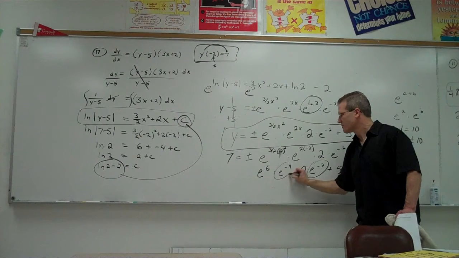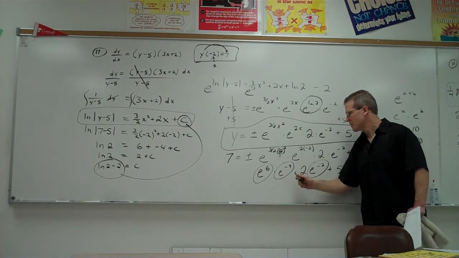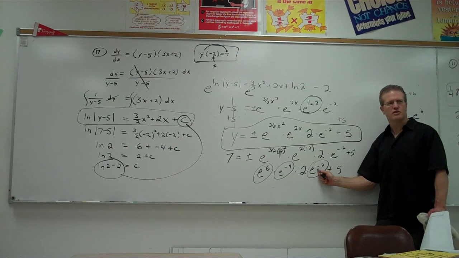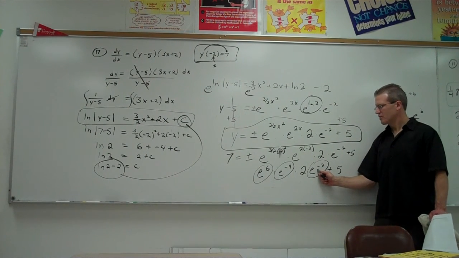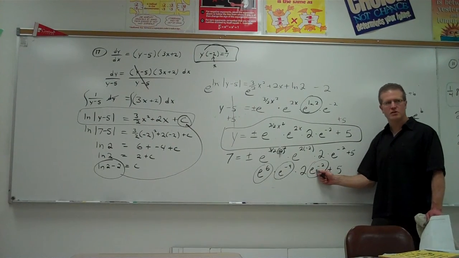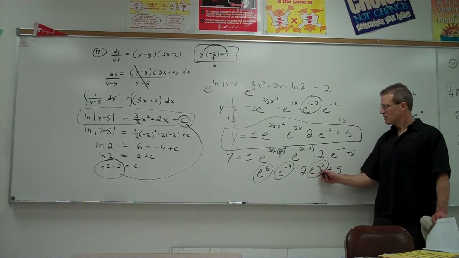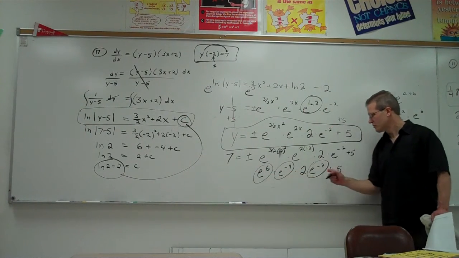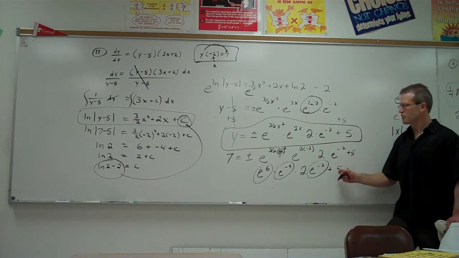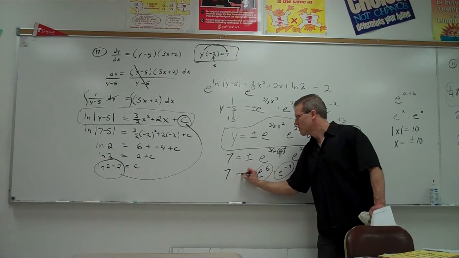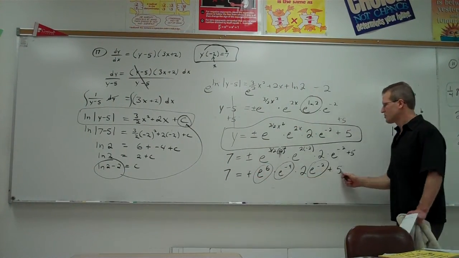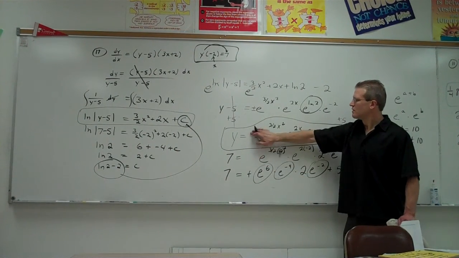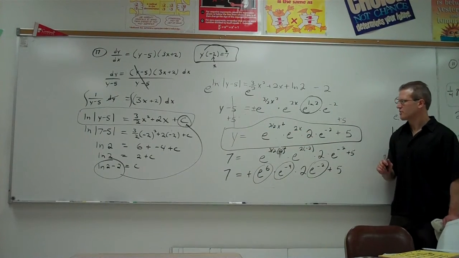So if you combine these together, e to the 6 times e to the negative 4 times e to the negative 2, what would you get? E to the 0, which would equal 1. So 2 times 1 would be 2. So the question is, do I want this to be positive 2 plus 5 or negative 2 plus 5? Positive 2, because you want it to come out to 7. So if you make this positive, this will come out to 7. So we don't need the minus. We want this to be a positive e to the 3 halves x squared.